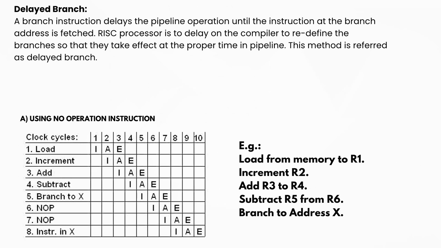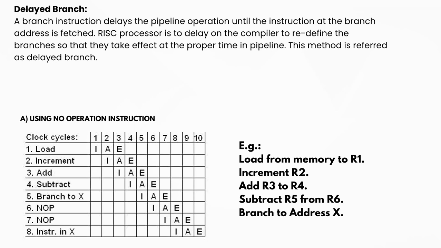So the second one is the delayed branch. A branch instruction delays the pipeline operation until the instruction at the branch address is fetched. The RISC processor relies on the compiler to redefine the branches so that they take effect at the proper time in the pipeline. This method is referred to as a delayed branch. So that is the timing diagram for the delayed branch.